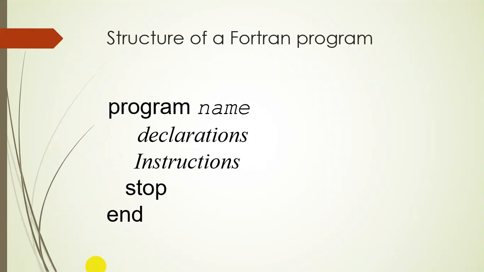Structure of a Fortran program. The Fortran program has many parts. The first part is program, as we should give a name to the program. And we have the declaration part. We have to declare all variables used in the program. And we have the instructions, so the algorithm will be transferred to instructions, and we will have the end of the program.